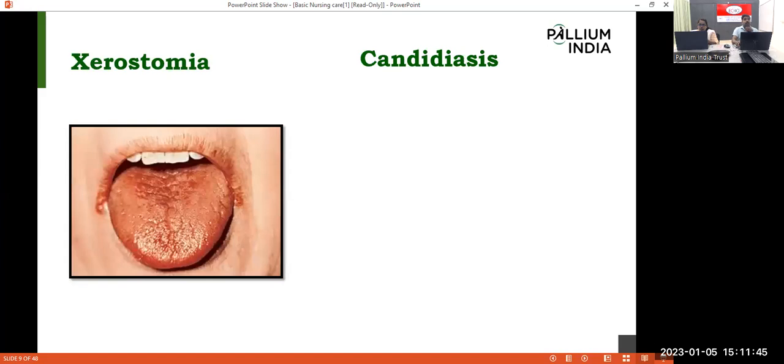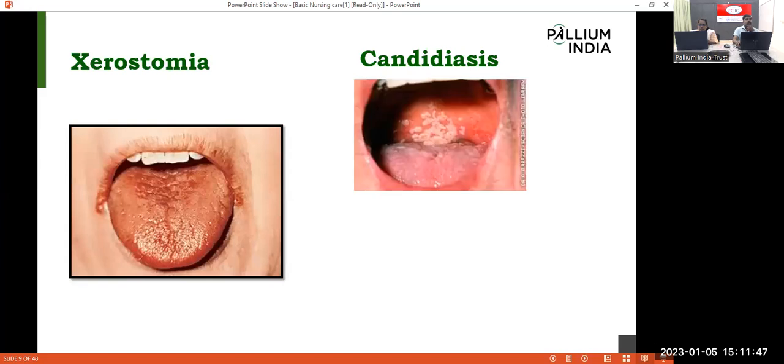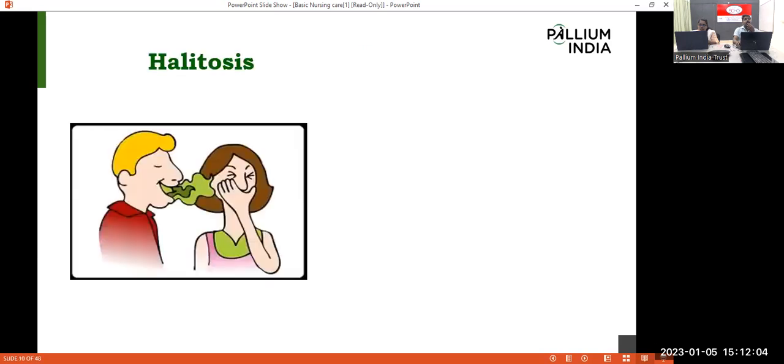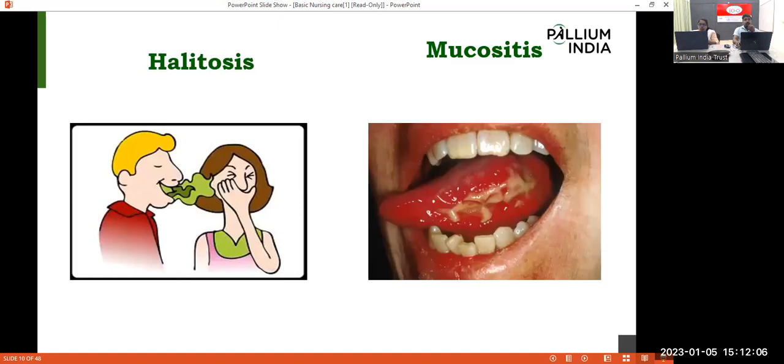Then these are some of the pictures I'm showing. Xerostomia means dryness of the mouth, painful mouth. Then the second one is candidiasis or oral thrush. These are the pictures for oral thrush and candidiasis. This one is mucositis. Already I told you, inflammation signs, edema and redness, and a very painful situation for the patient.